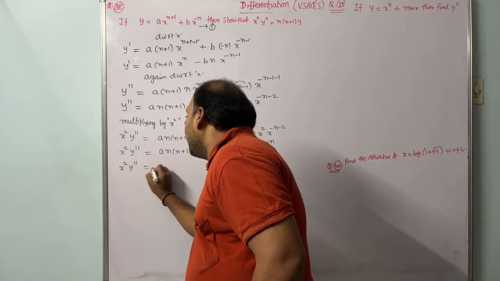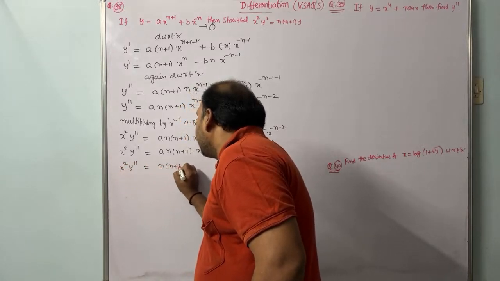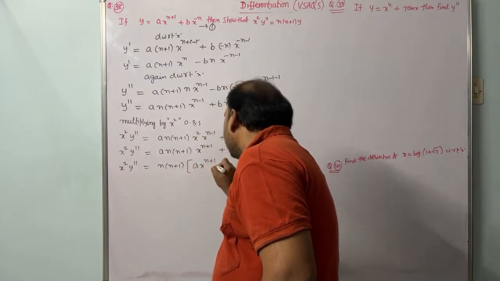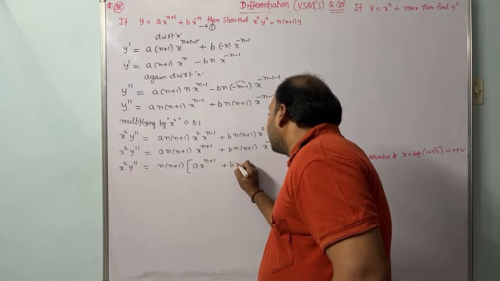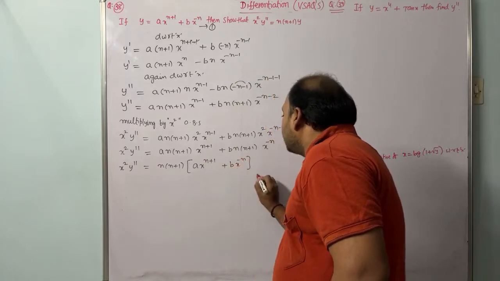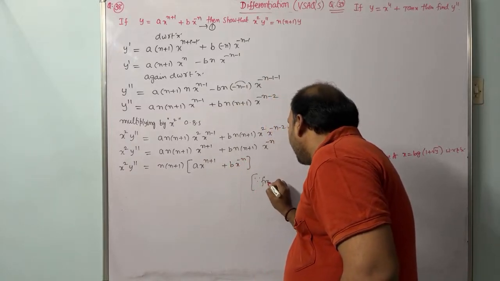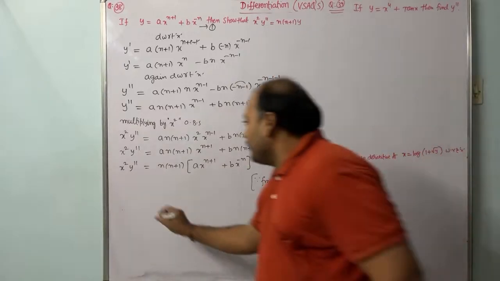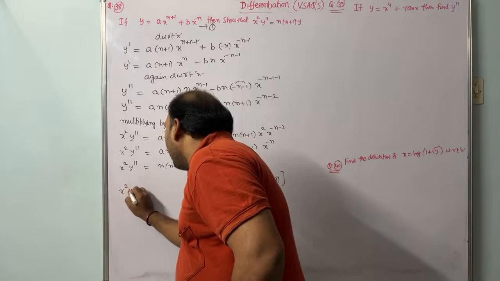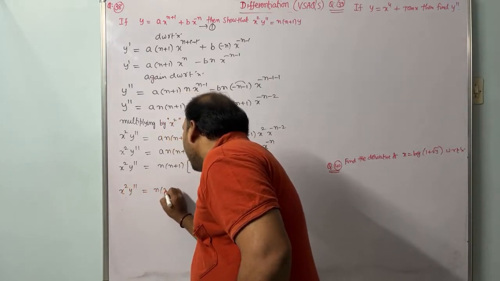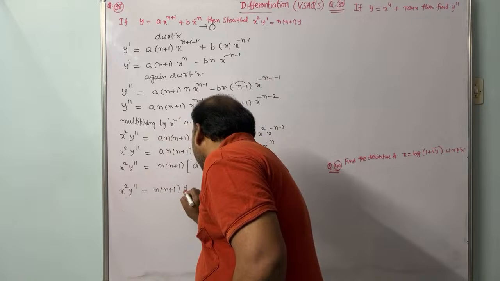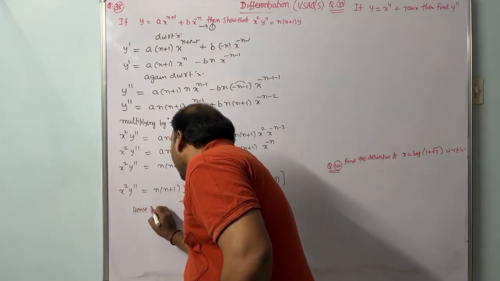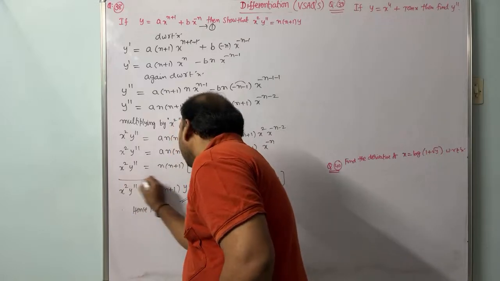x square y double dash equals n into n plus 1, if you take out common, keep the bracket, a x power n plus 1 plus b x power minus n. Since from equation 1 this bracket value is y, so x square y double dash equals n into n plus 1 into y. Hence the result, hence proved.